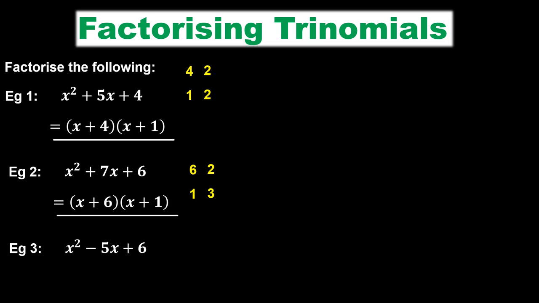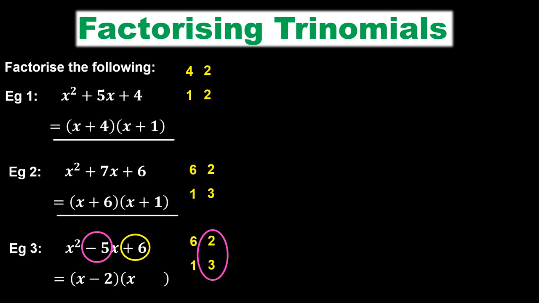Let's look at a third example. The only difference with this one is we have a minus 5x, but let's see what effect that has. So again, I want my factors of 6, which are 6 and 1 and 3 and 2. Now it is positive 6, so I still want to add my numbers to end up with 5. We're going to talk about the negative in a minute. So which set of numbers will add to give me 5? Well, 3 and 2. So my brackets will contain a 2 and a 3. Now we just have to change the signs. Because the middle sign is negative, both signs must be negative in the brackets. So I will have x minus 2 and x minus 3.